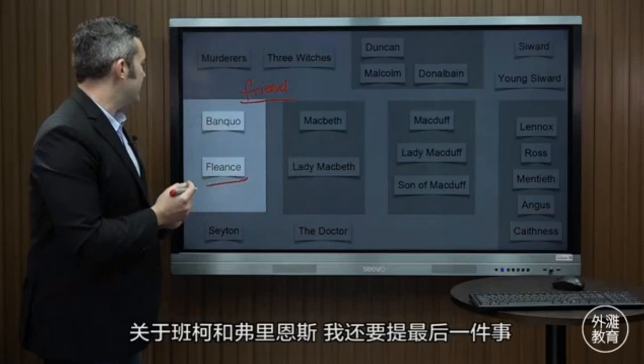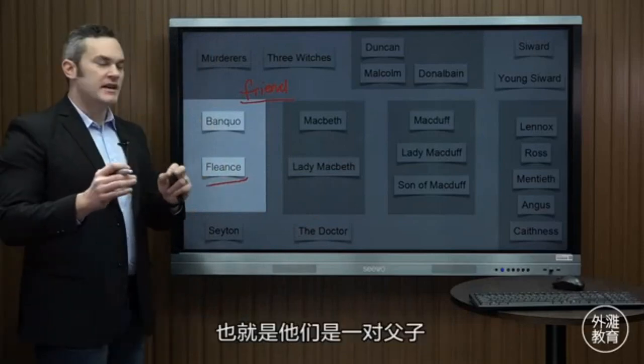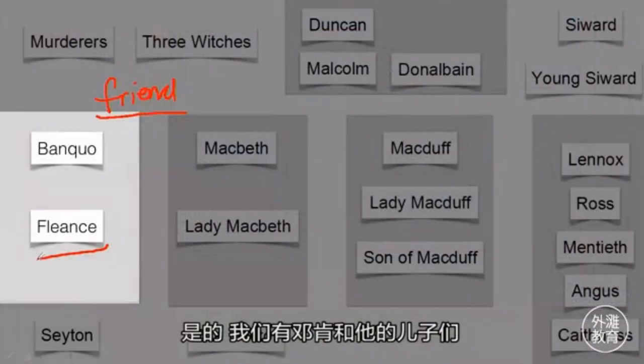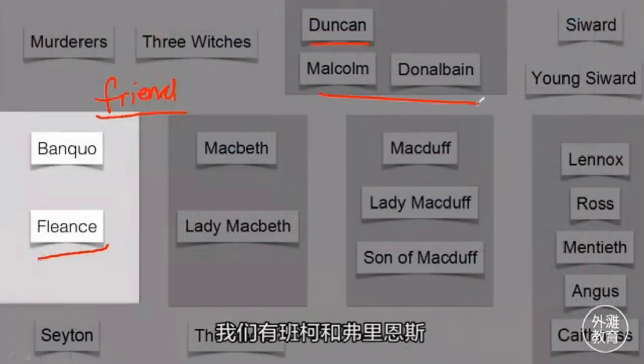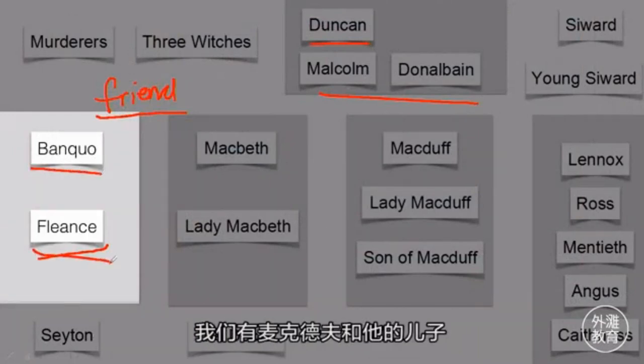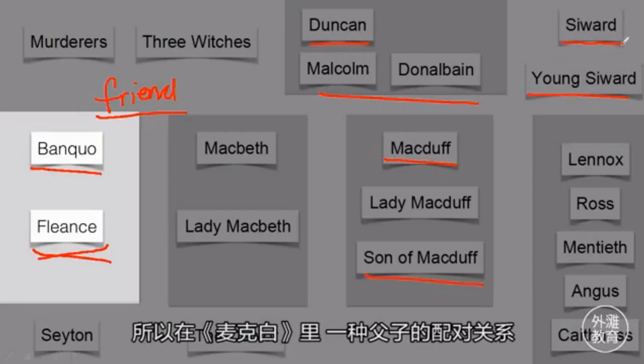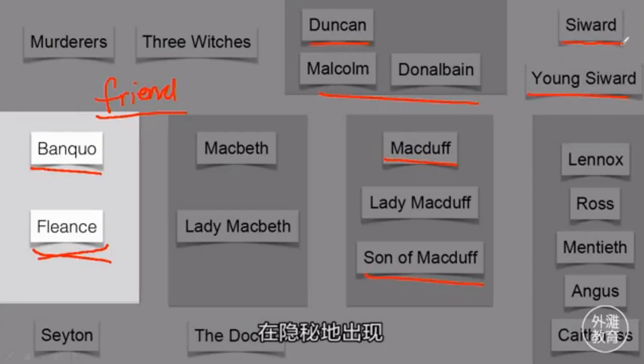A final thing I want to say about Banquo and Fleance is that they're another pair of father and son, right? We have Duncan and his sons. We have Banquo and Fleance. As we're going to see, we have Macduff and the son of Macduff. And we even have Seward and young Seward, his son. So there's this kind of father-son pairing that happens cyclically in Macbeth.